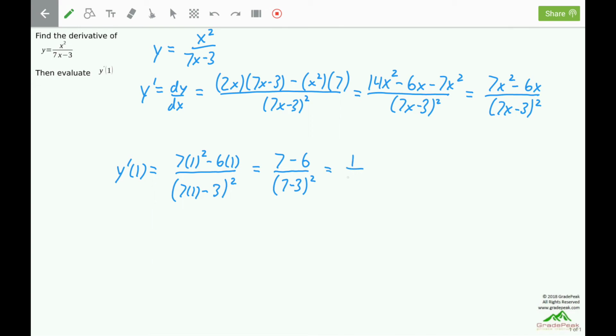7 minus 6 is 1, and 7 minus 3 is a 4, so we'll have 1 over 4 squared. 4 times 4 is 16. We end up with 1 over 16.